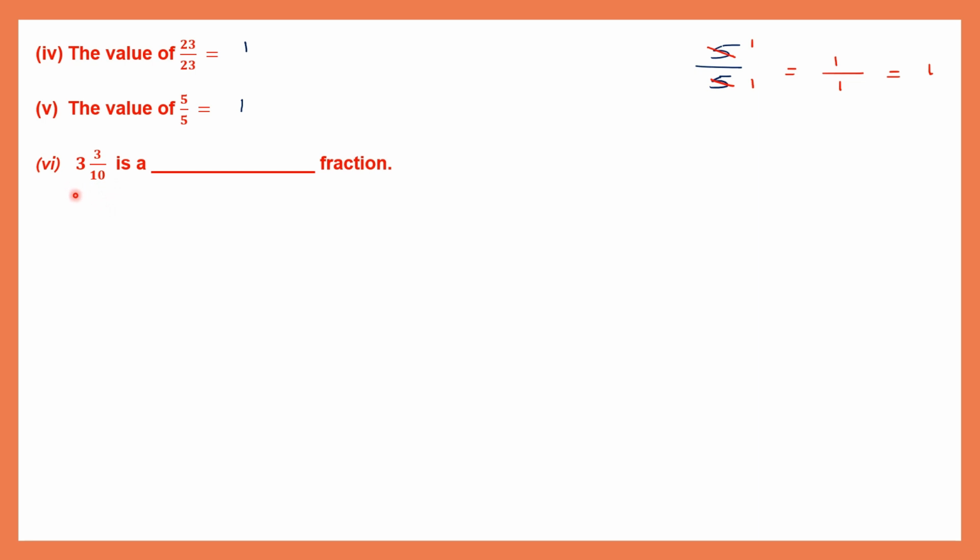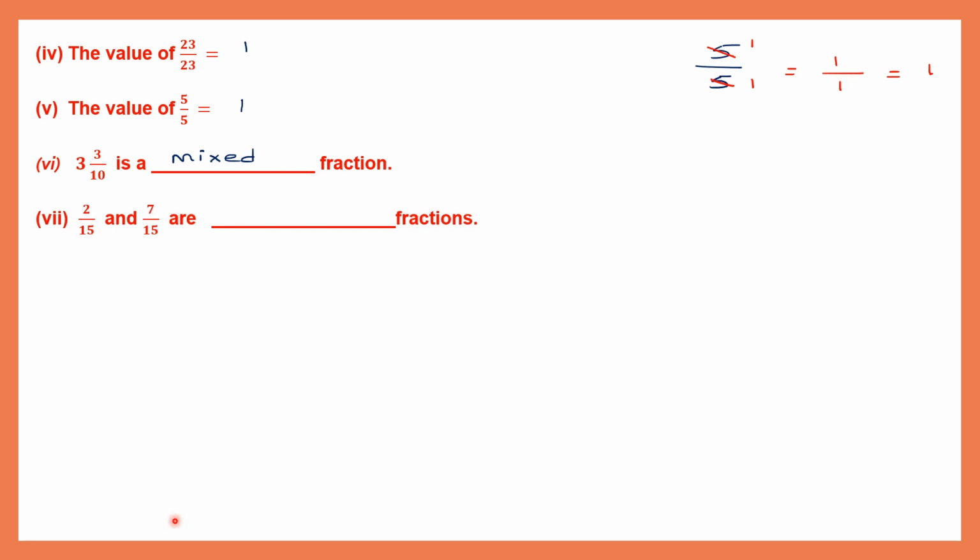Question 6. 3 by 10 is a dash fraction. What kind of a fraction is this? We have a whole number here and we have a proper fraction here. When both are together, we call it a mixed fraction. So 3 by 10 is a mixed fraction.